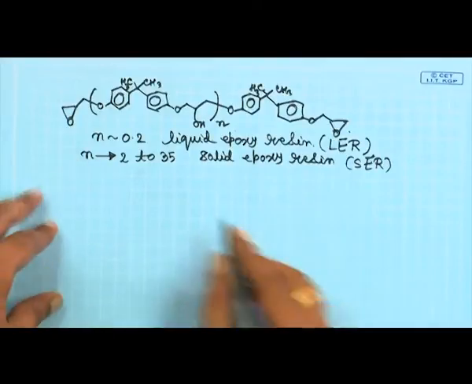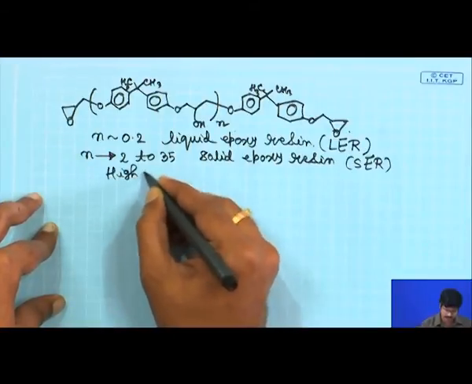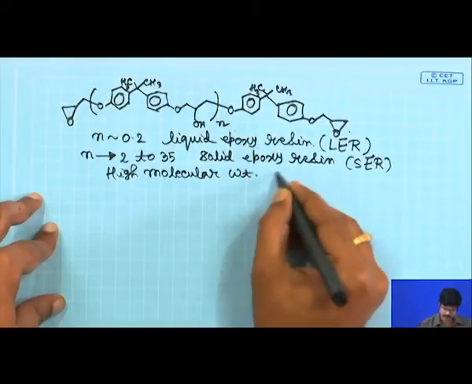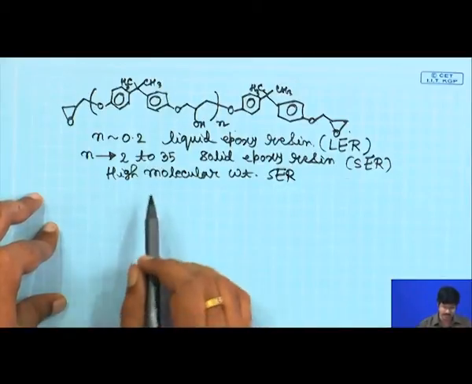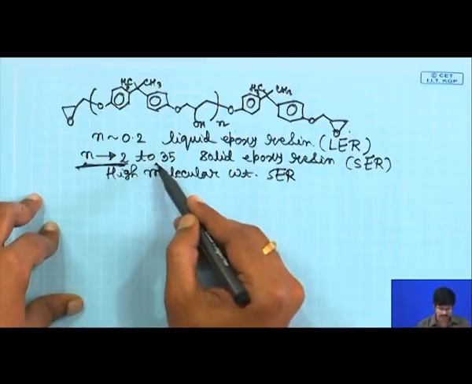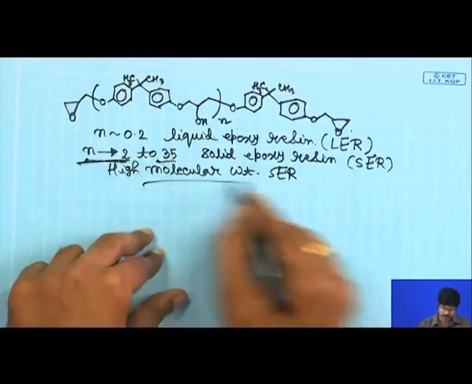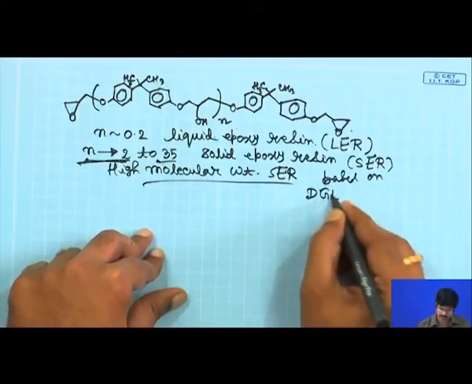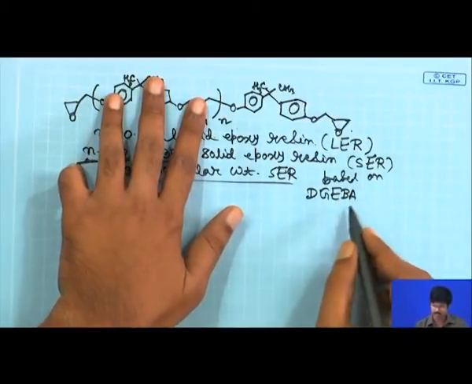Now, if you are looking at high molecular weight solid epoxy resins, of course, they could be not of very high molecular weight also, because N equals 2 is also not very high, or if it is N equals 30, 35, then it is high molecular weight. Now, these materials are all based on diglycidyl ether of bisphenol A, okay, which is this N equals 0 structure.